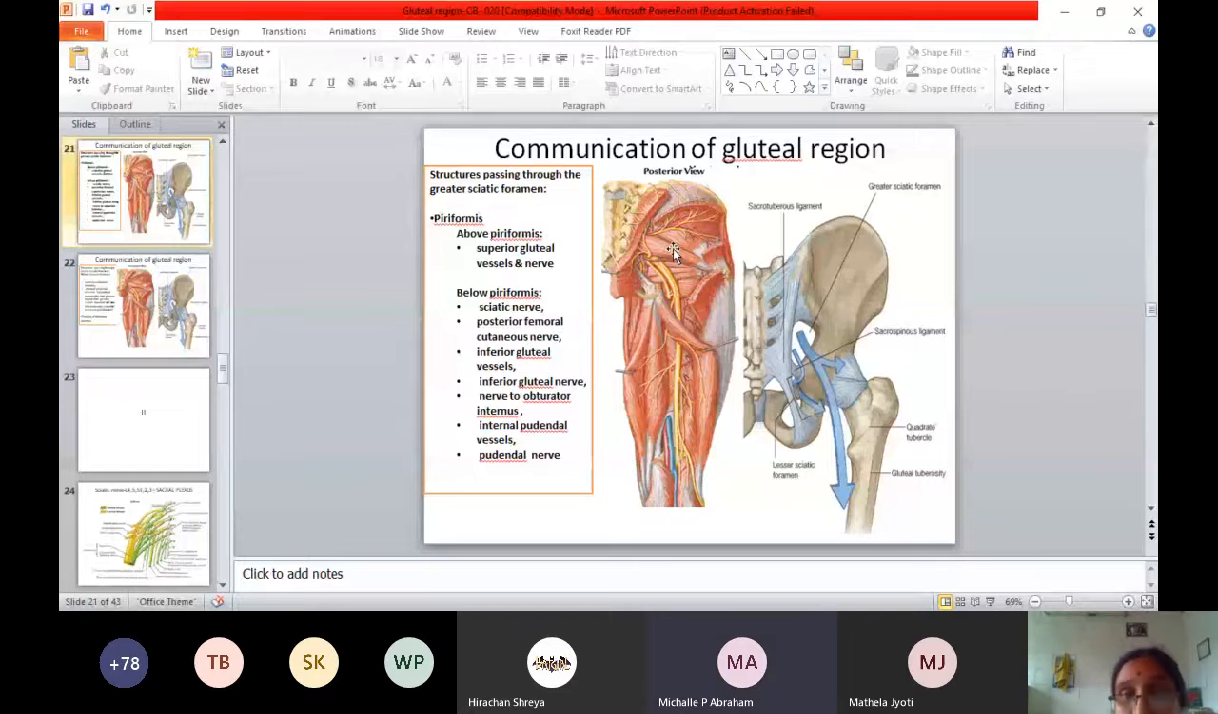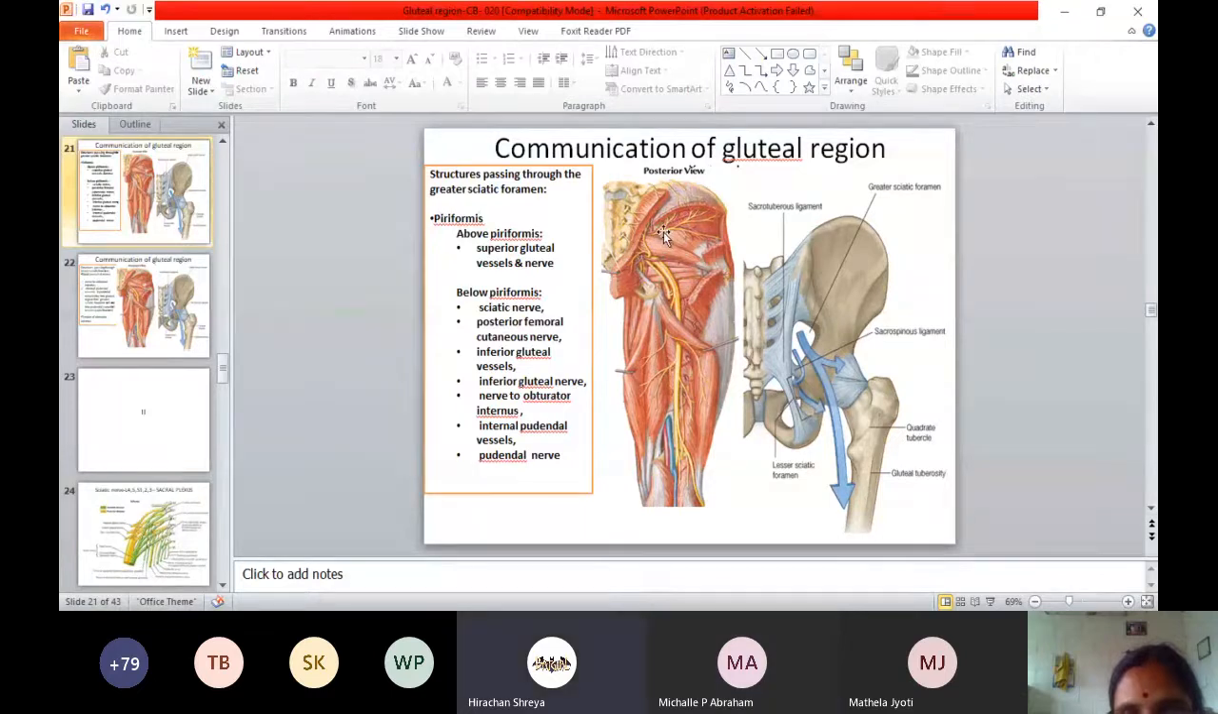So the communications of the gluteal region are through two foramina. What are the two foramina? Greater sciatic foramen and lesser sciatic foramen. Now, the structures passing through the greater sciatic foramen are categorized into two groups: the structures above the piriformis and the structures below the piriformis. All of you can participate, or some of you can participate, no problem. Can you enumerate the structures passing above the piriformis? What are these structures? I am using the cursor.